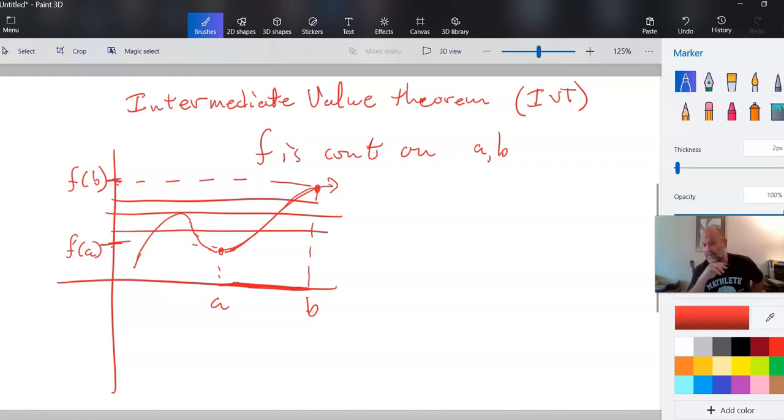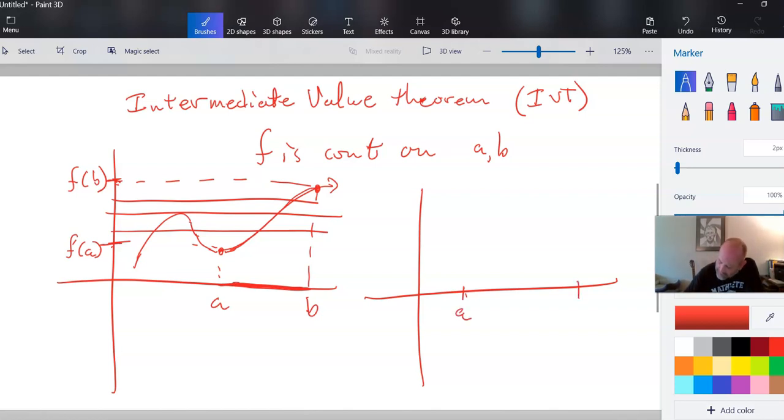The consequence ends up giving us a leg up when we're doing things like looking for roots. Because a root is basically an x-intercept. It's where it crosses the x-axis. So if you can find an a and b, let's say this is our function, it does something like this. So that's f of a, and then f of b is down here.